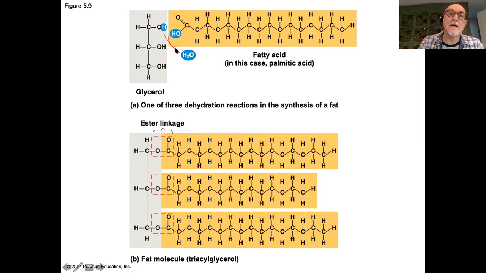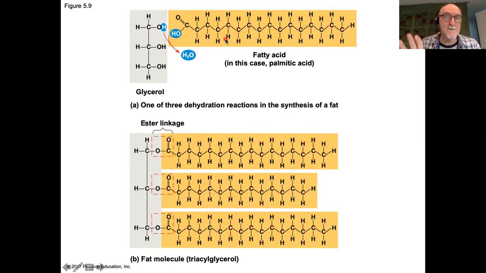Here it is here. We're going to take out that water molecule, and we're going to join this fatty acid to the glycerol. We know it's a fatty acid because look at its structure. It's a long hydrocarbon here, very, very hydrophobic. And it has at the end here a carboxyl group. And that carboxyl group is going to confer an acidic nature to it. So this is a fatty acid. It's a typical fatty acid.